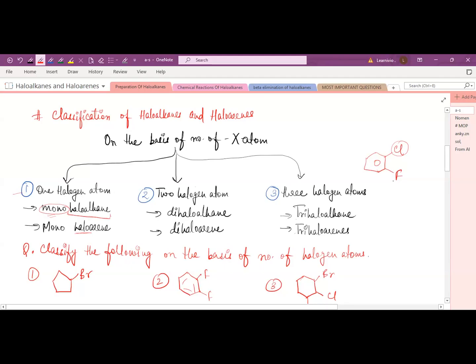The halogen groups could be the same or different. Suppose it's a chlorine group over here and this is a fluorine. And if I write fluorine over here, so both are fluorine. But again, we will call it a dihaloarene because two halogen groups are attached to the aromatic system. Similarly, if I attach one more, suppose chlorine, we call it a trihaloarene. Got it?